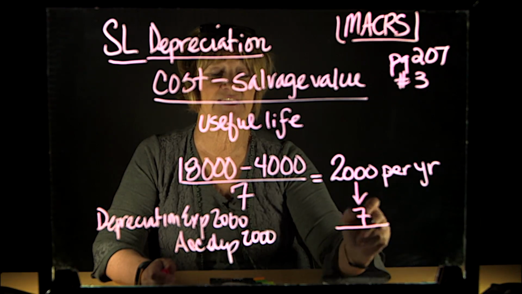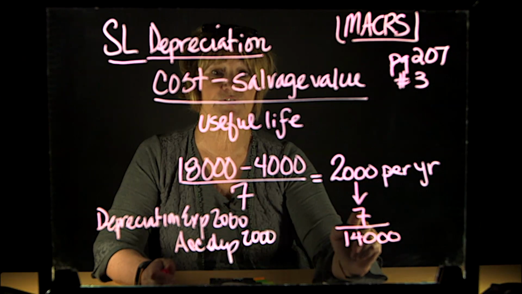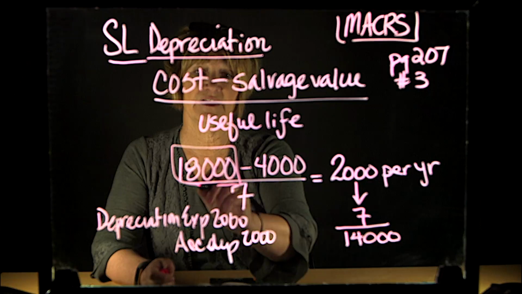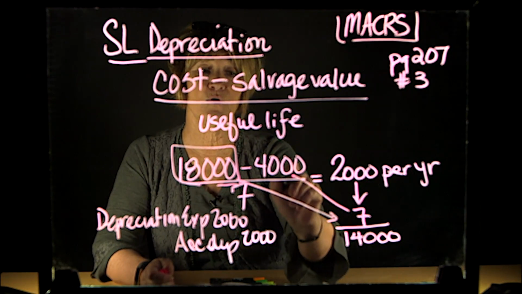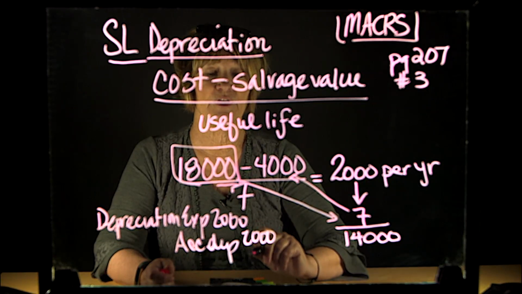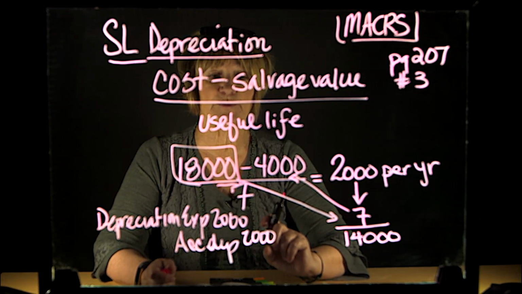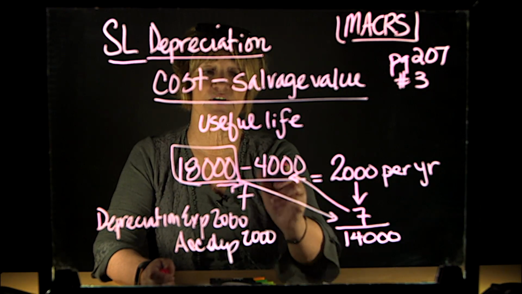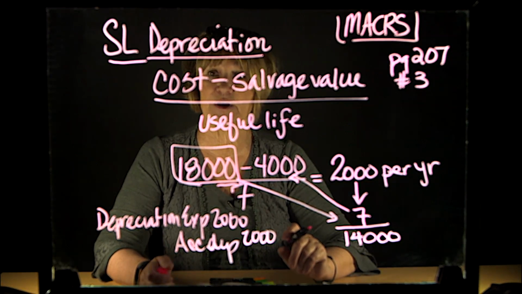So at the end, you will have depreciated $14,000. Note that the full cost is $18,000, right? So 18 minus 14 equals that salvage value. You can never go below the salvage value when depreciating. And so once you're done depreciating for 7 years, you will have a value based on your books of $4,000.